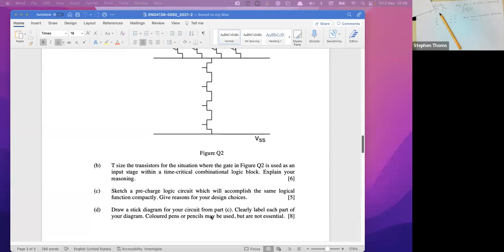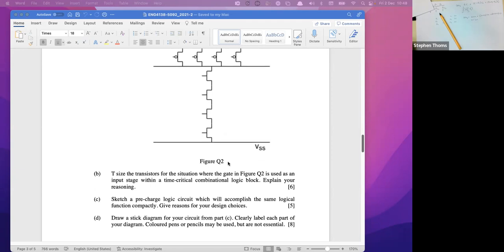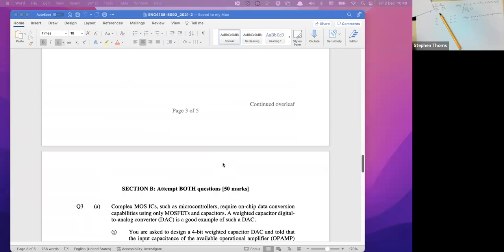Now, I haven't got time to do a stick diagram in 5 minutes, but that's basically the same way as before. But this is a pre-charged logic circuit, so you don't have 4 transistors both on the P side and on the N side. You'll have 4 on one side and a clock one. And again, colored pens and pencils can be used, but not essential. Definitely better to use color if you can.